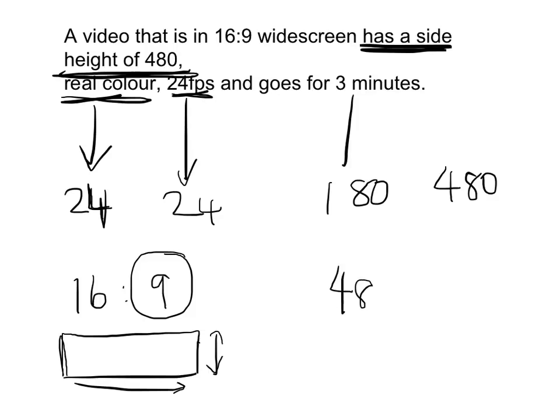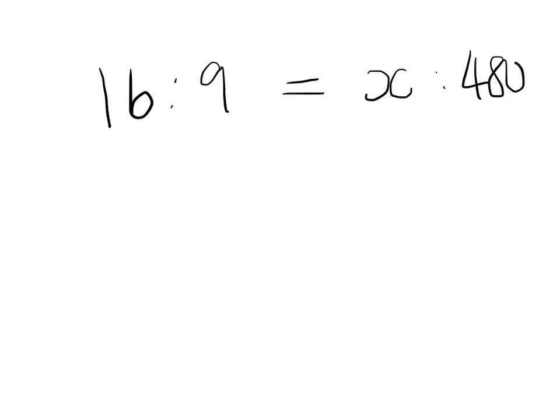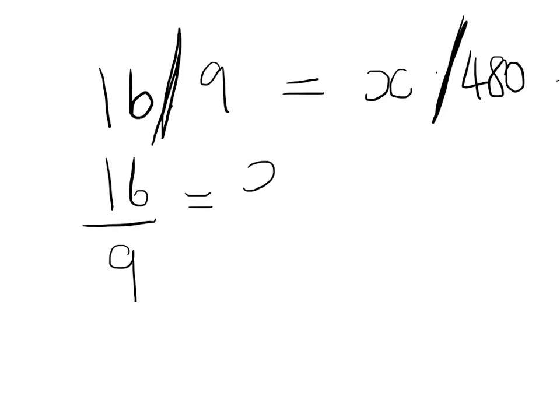So if we say 480 to x is the same as 16 to 9, what we can do is go 16 to 9 is equal to x is to 480. Let's just check, yep, 480. Because ratios work like a fraction, if I replace this thing here with a line, I can say 16 over 9 is the same as x over 480.